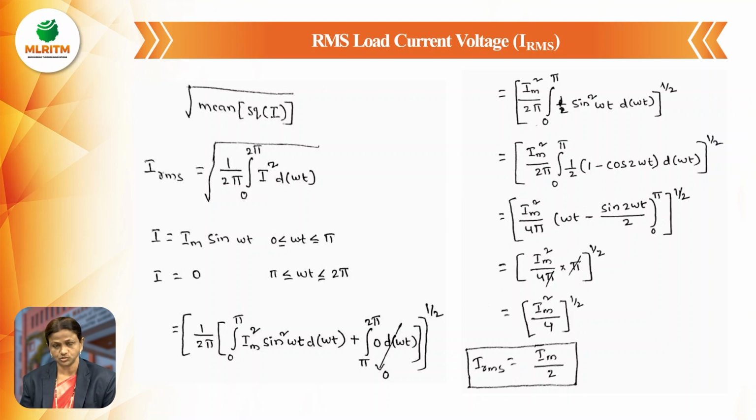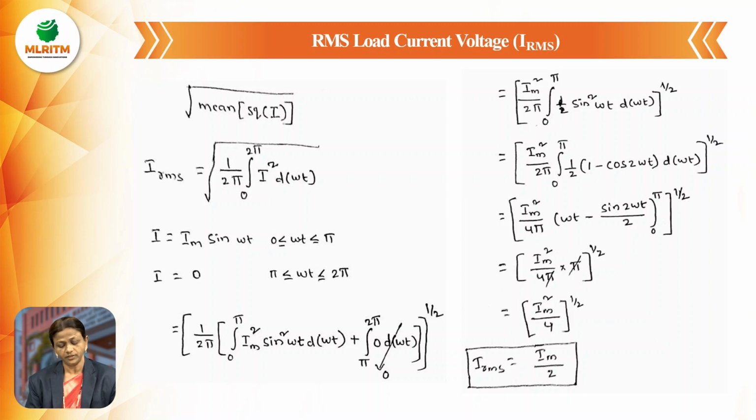That's why I equals 0 from pi to 2 pi. I equals Im sin omega t during the positive half cycle, when the diode conducts. So the current value is I equals Im sin omega t for 0 less than or equal to omega t less than or equal to pi. Therefore, IRMS is equal to 1 by 2 pi integral, again splitting this 0 to 2 pi into two parts, 0 to pi and pi to 2 pi.